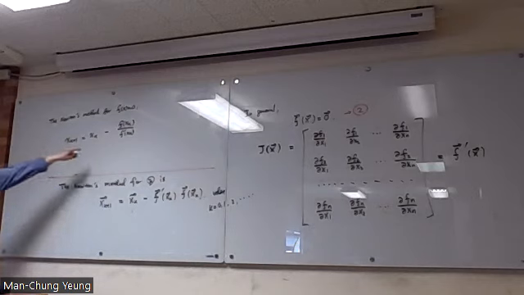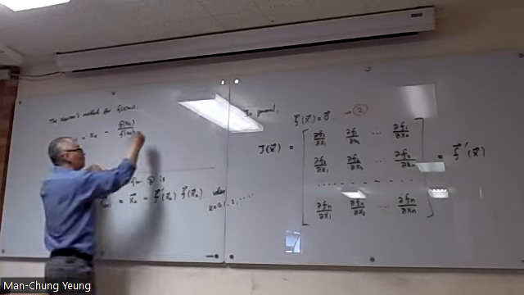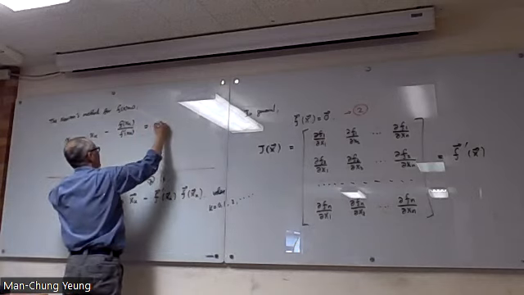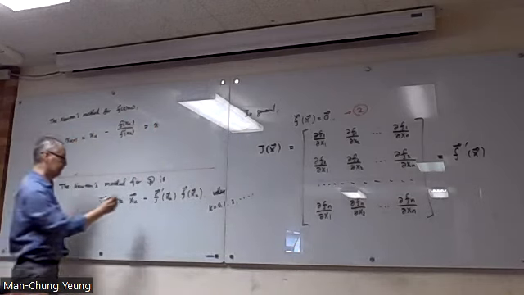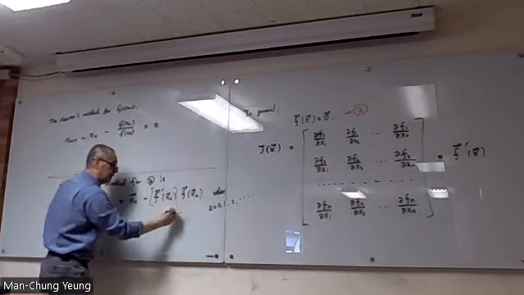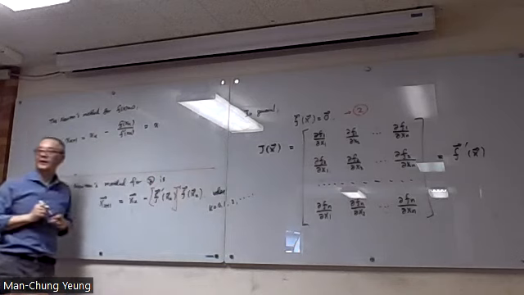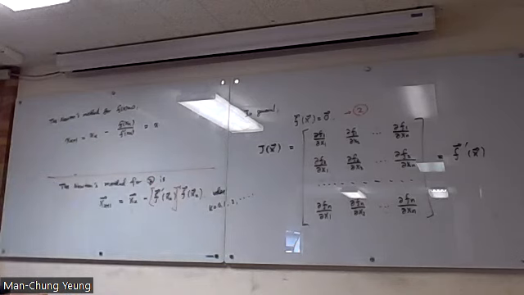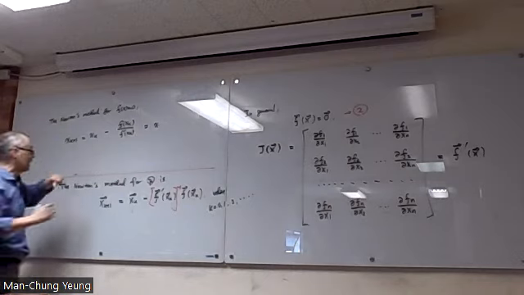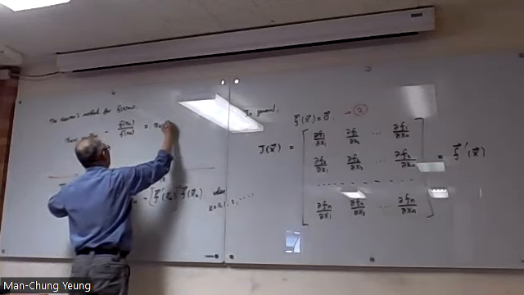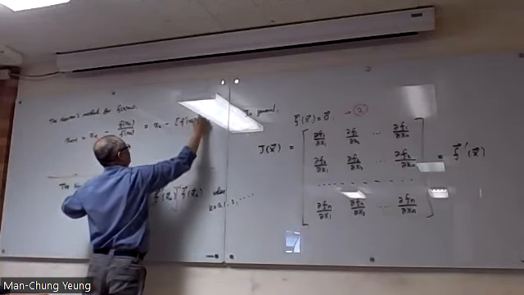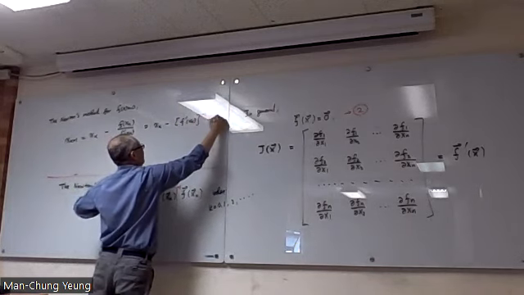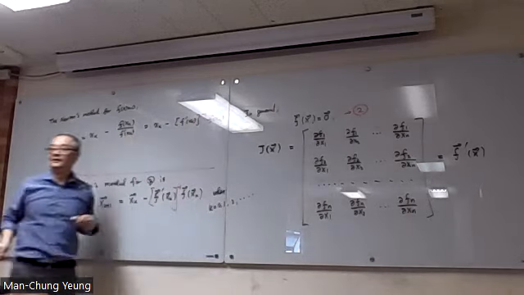How about the second term? I wrote the second term as the derivative, but I forgot to take the inverse here. Sorry. So this is x_k minus the inverse of the derivative of f.